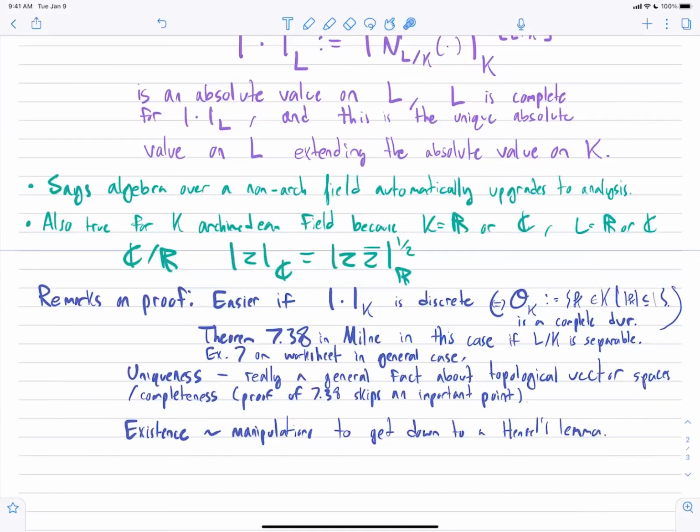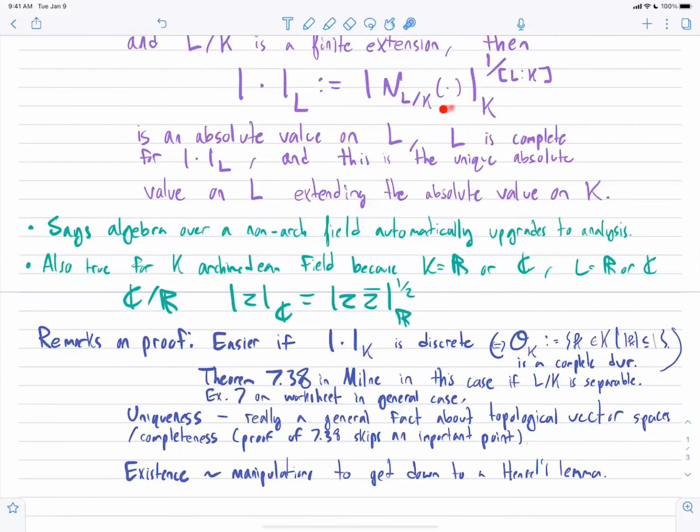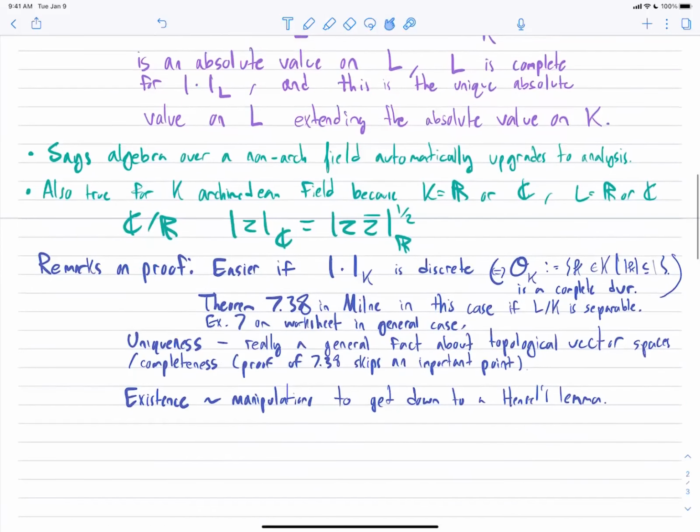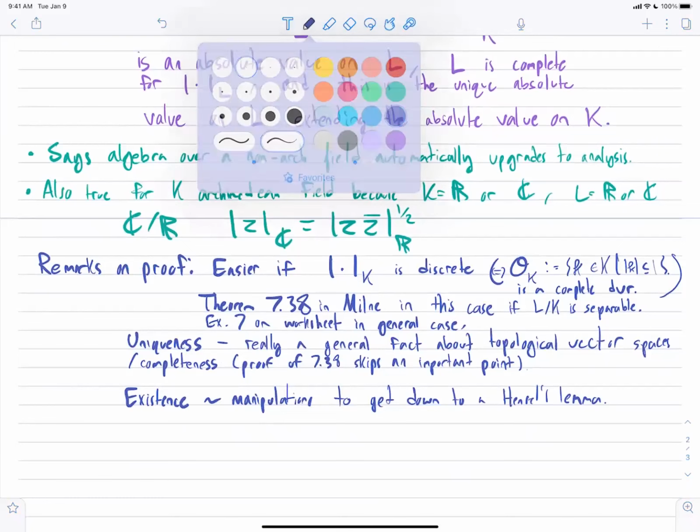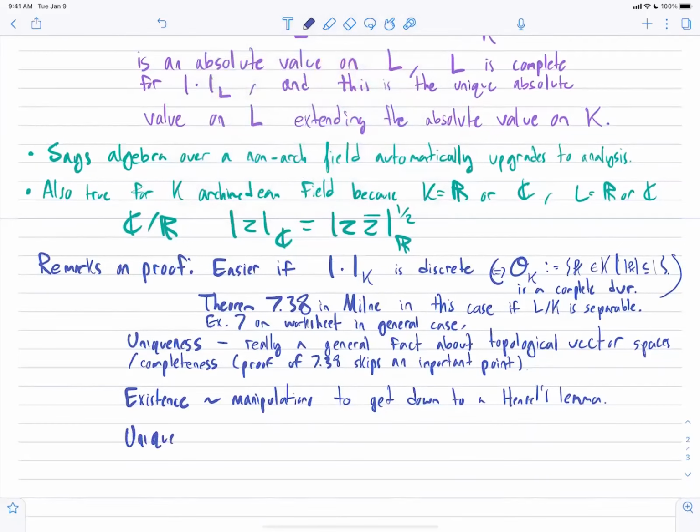The better question is, how do you get this formula in the first place? Where is this formula coming from? The point is, once you know uniqueness, that tells you this is the only possible formula. It doesn't say this formula is going to work, but it does say if any formula works, this will be the formula.